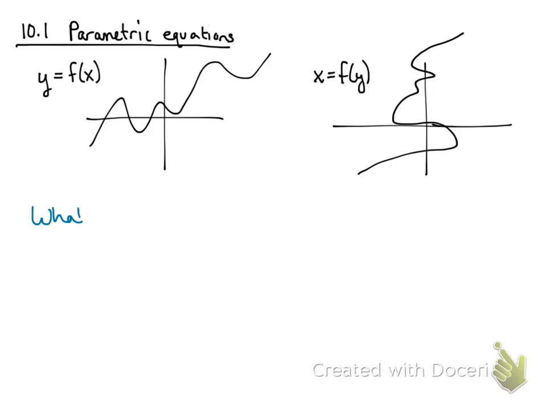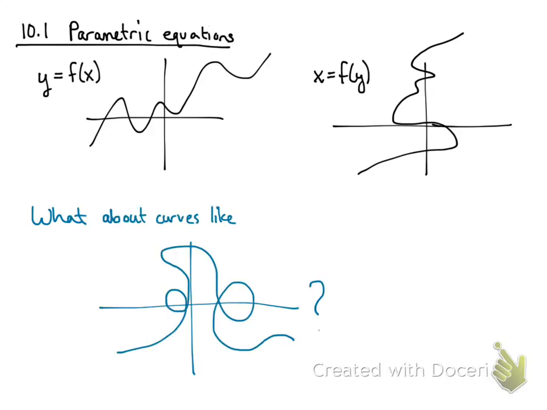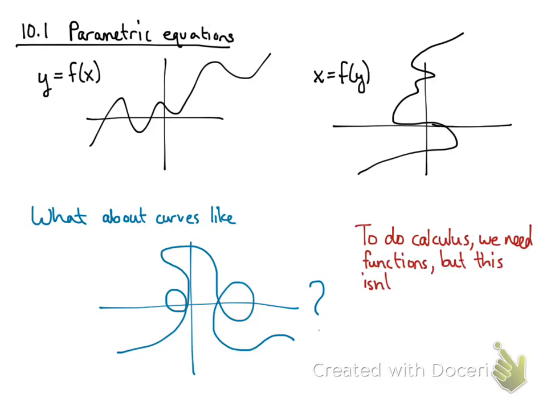But there are some graphs that we would like to deal with that don't pass either test. Okay, here's a graph that's got these loop-de-loops and so forth going on in it. That curve is not a function of x, and it's also not a function of y, because it doesn't pass the vertical line test and it doesn't pass the horizontal line test.